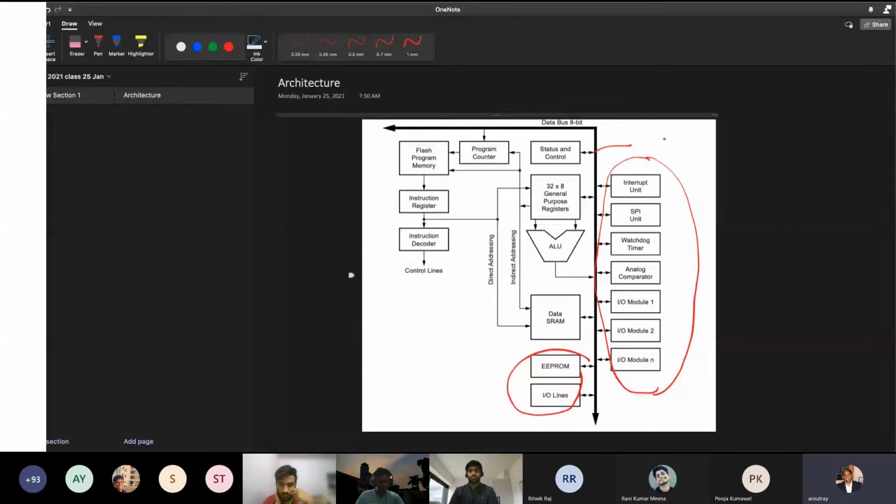So apart from that, there is an instruction bus. So this is the instruction bus which is connected internally, instruction register and instruction decoding. So this is the flash memory. So this is the instruction path. So there is a data path and there is an instruction path inside.